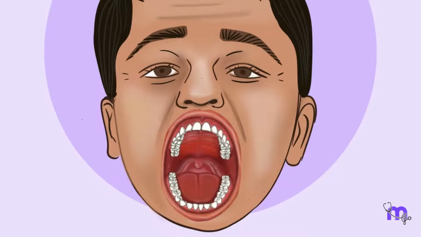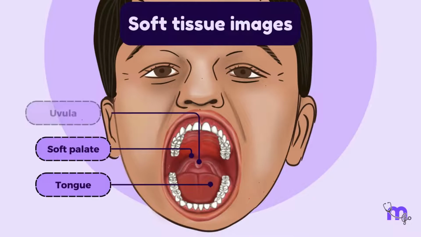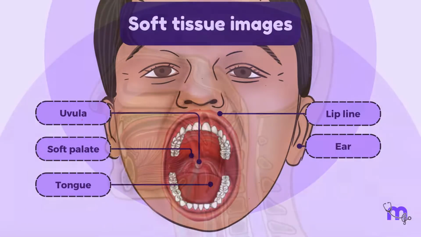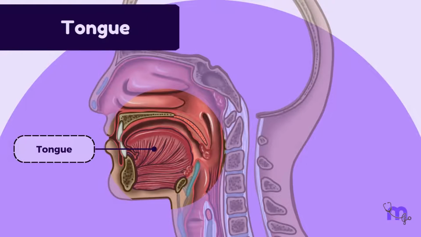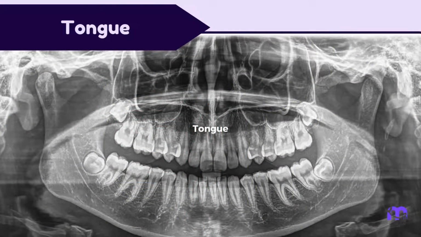Moving on to the final category of soft tissue images. The commonly seen soft tissue shadows on an OPG are the tongue, soft palate, and uvula, lip line, and ear. The tongue is a movable muscular structure attached to the floor of the mouth. On an OPG, it appears as a radio-opaque area superimposed over the maxillary posterior teeth.